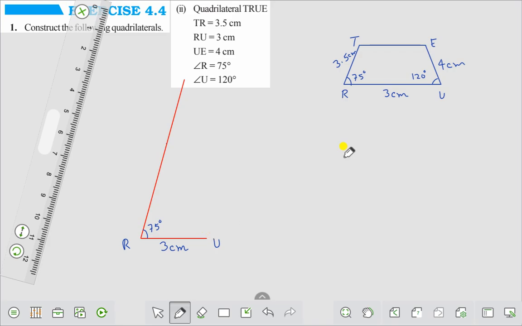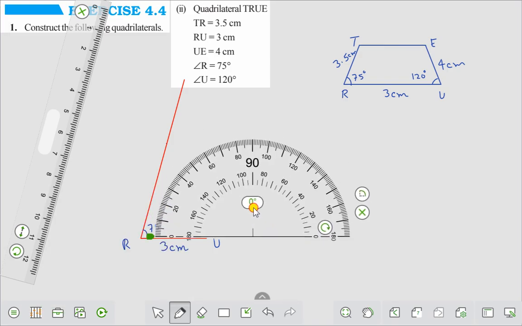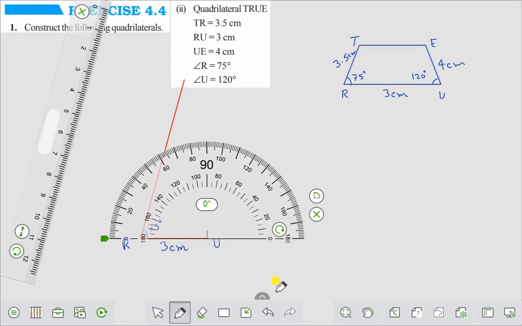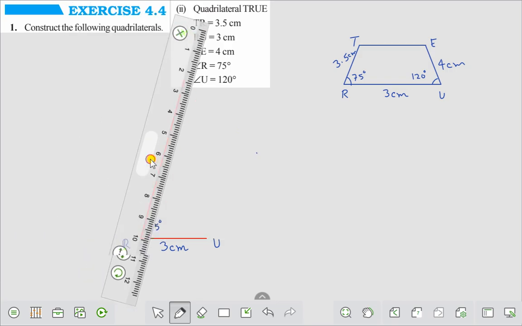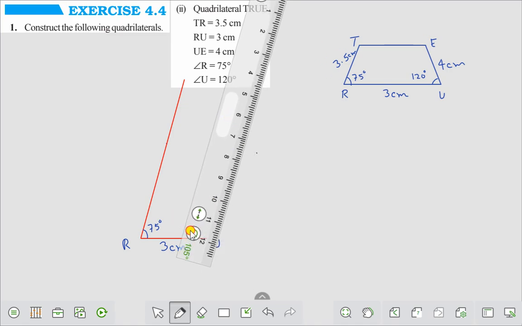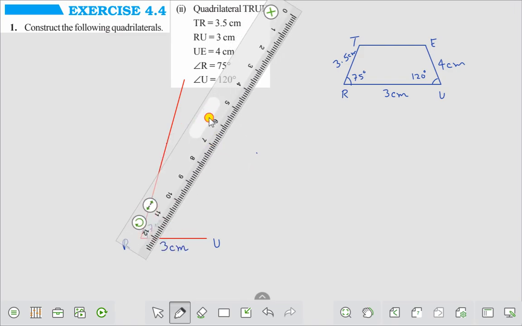At point U, make an angle of 120 degree with the help of protractor. Let us take the protractor again, place the protractor at the right place and make the angle of 120 degree. This is 90, 100, 110, 120. Now, with the help of this ruler, make this 120 degree angle at point U.